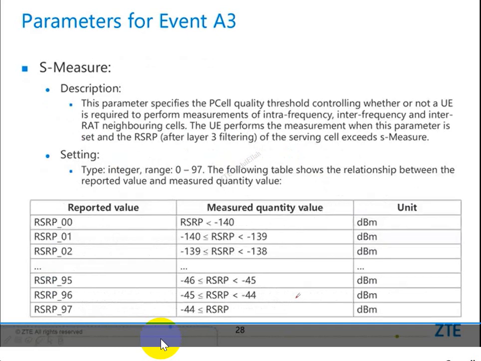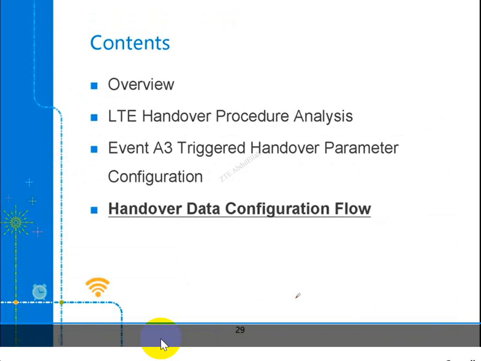Okay, and this is S measure. We have already mentioned S measure before, right? The reported value is from 0 to 97, and different values represent different real RSRP values. For example, 0 represents minus 140, and 97 represents minus 44. Okay, so this is the third part, about A3 trigger parameter configuration.